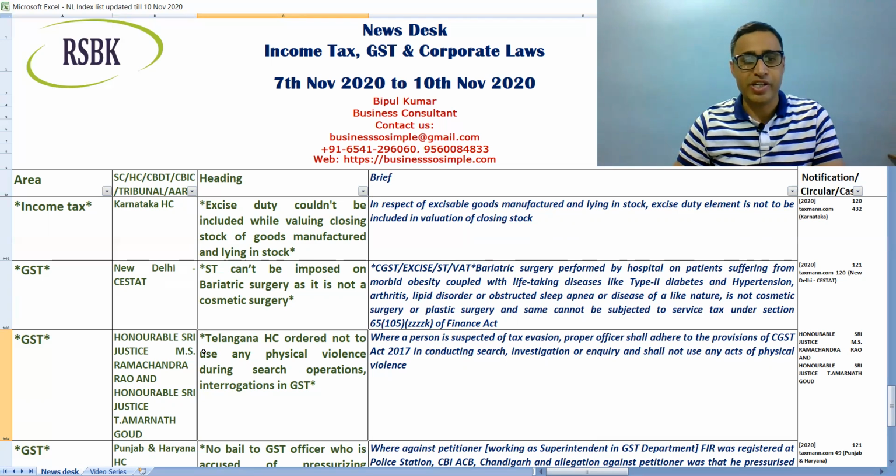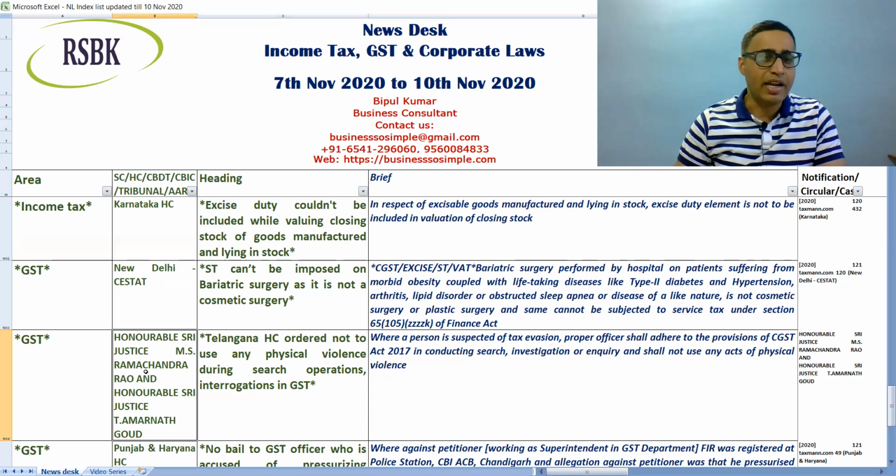Let's start the update on the GST. New Delhi: Service tax can't be imposed on bariatric surgery as it is not a cosmetic surgery. In this case, bariatric surgery performed by a hospital on a patient suffering from morbid obesity coupled with life-threatening diseases like type 2 diabetes and hypertension, arthritis, lipid disorder or obstructive sleep apnea, or disease of a like nature, is not cosmetic surgery or plastic surgery and cannot be subjected to service tax under section 65 clause 105 subclause (zzzzk) of the Finance Act.